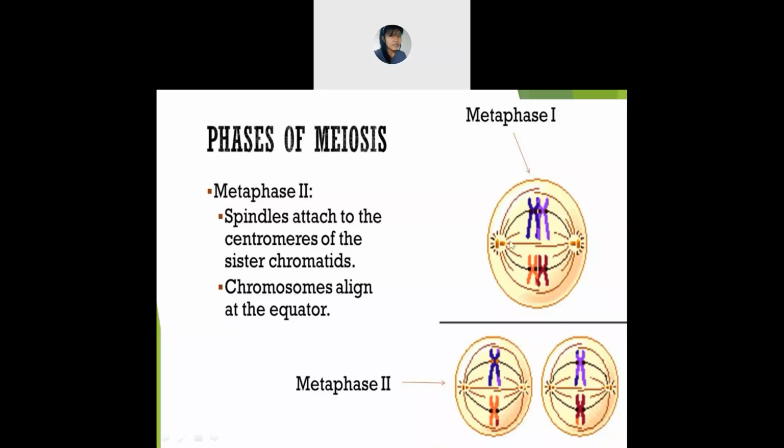So what happens? These are the spindle fibers and they're attached to the centromeres. So this portion, the middle one, can you see? Yes, ma'am. Right here, I am shading in this red color. So this middle one, the meeting point of the chromatids or the chromosomes, is known as the centromeres. Understand?